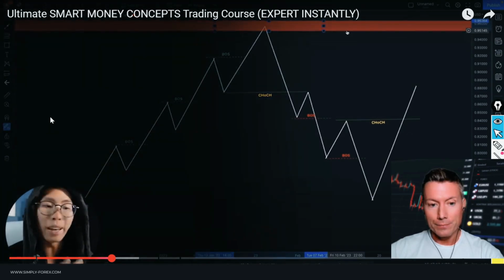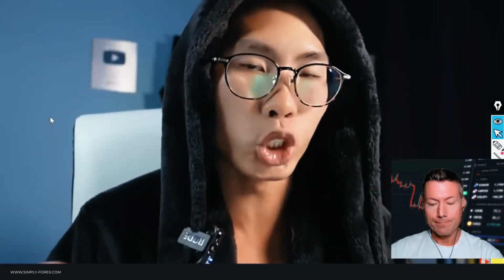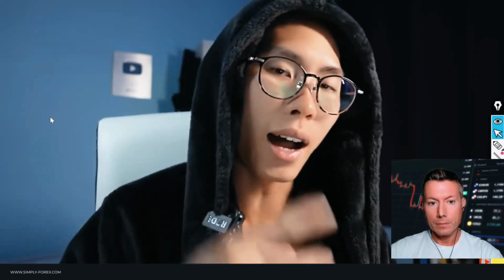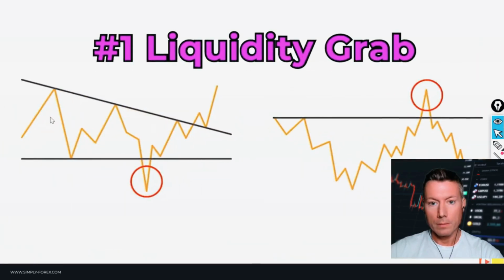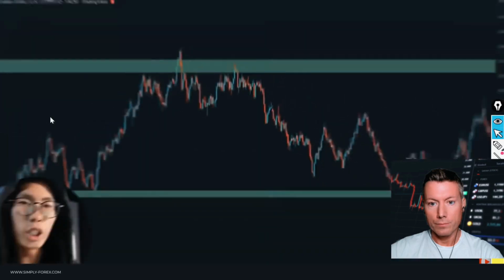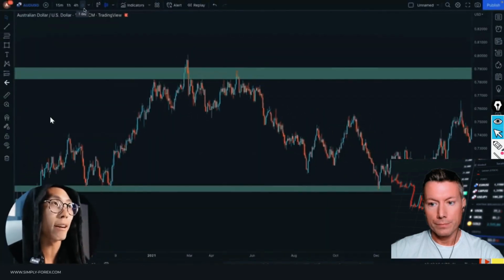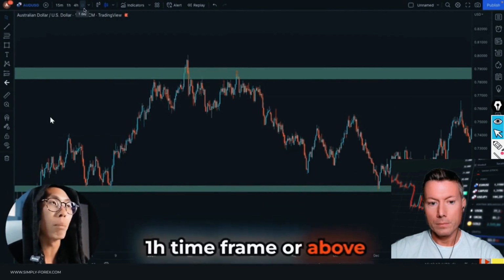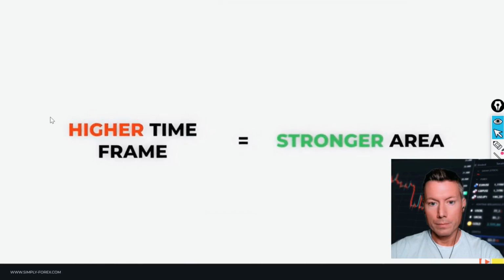Price will move in the direction that you want it to. Now, what do I mean by strong area of interest? There are two methods that you can use. The first method is what we call the liquidity grab at a supply or demand zone. Firstly, you need to identify a strong supply or demand zone on the higher time frame, like the 1 hour time frame or above. So the higher the time frame, the stronger the area will be.